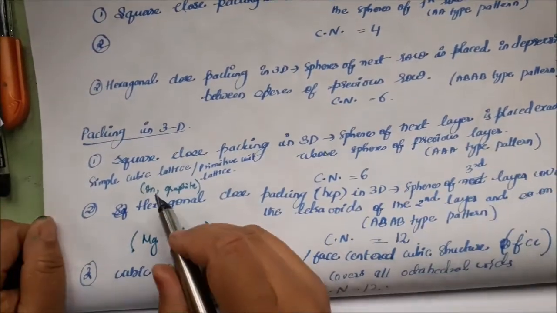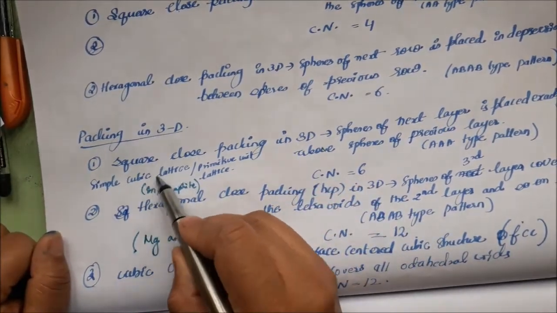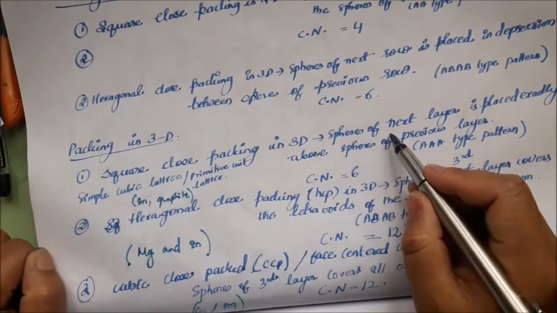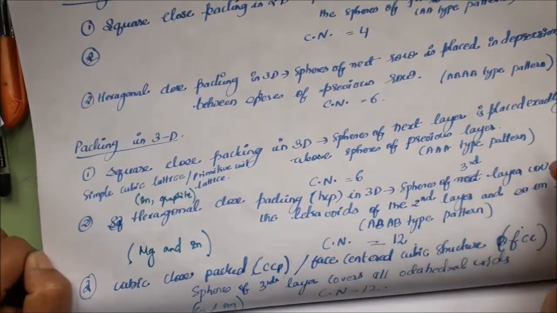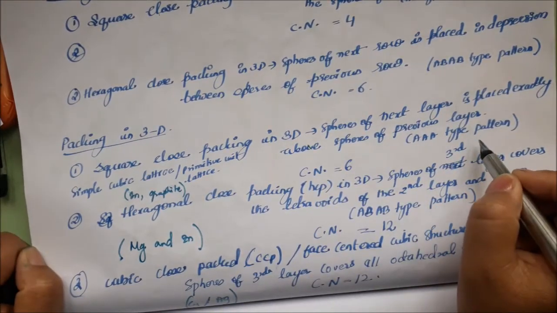Similarly in packing in 3 dimensions, there is square close packing, or simple cubic lattice, or pyramid, that will give this one. So here the spheres of the next layer are placed exactly above or below the spheres of the previous layer. So this is also called the AA type pattern.